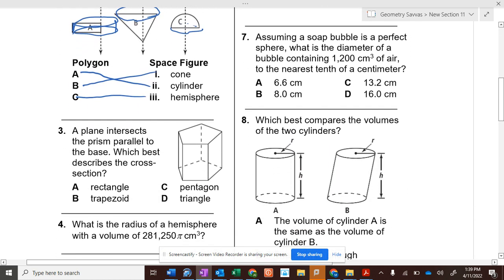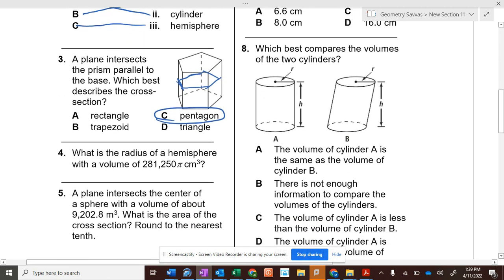All right. So if we cut this off parallel to the base, boom, boom, boom, boom, boom. What shape did I just make? A pentagon. If I went perpendicular to the base, what would I have? A rectangle. If you cut it straight up and down, it'd make a rectangle.